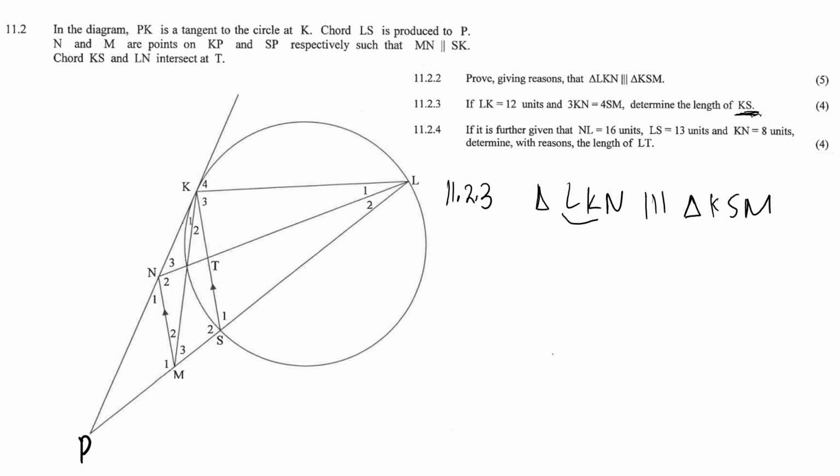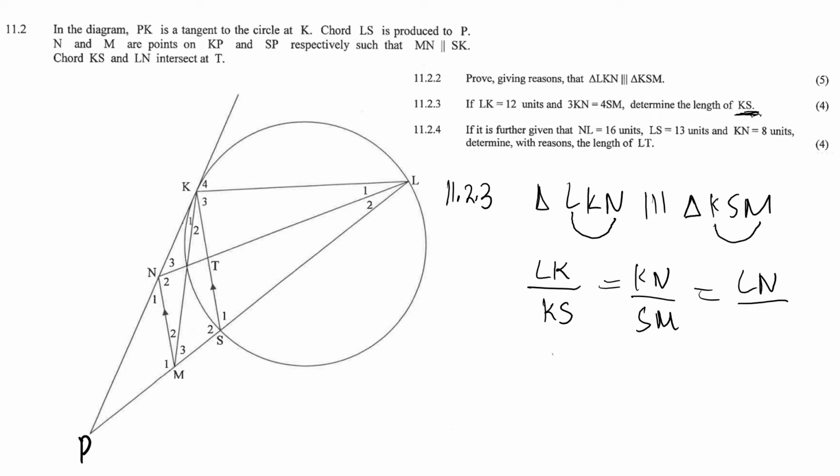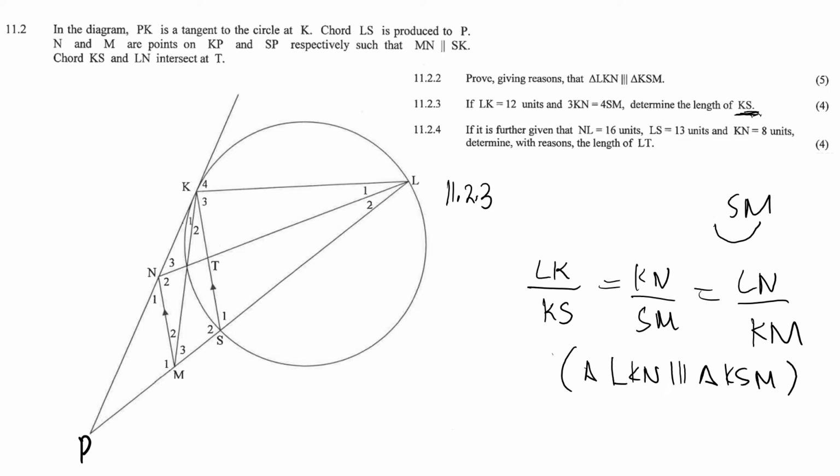We have covered it in quite a number of sessions. We'll say LK divided by KS will be equal to KN divided by SM, which will be equal to LN, the last ones, and KM. Okay, so why are we saying they're equal? Because triangle LKN is similar to triangle KSM. We know that from similarity we move to proportionality.